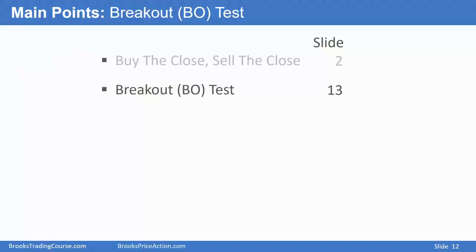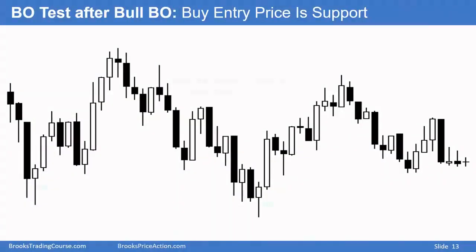I'm now going to talk a little bit about a breakout test. We have a breakout, and then the market pulls back to the breakout level. The market's reversing up, good-looking buy signal bar. Good-looking entry bar.